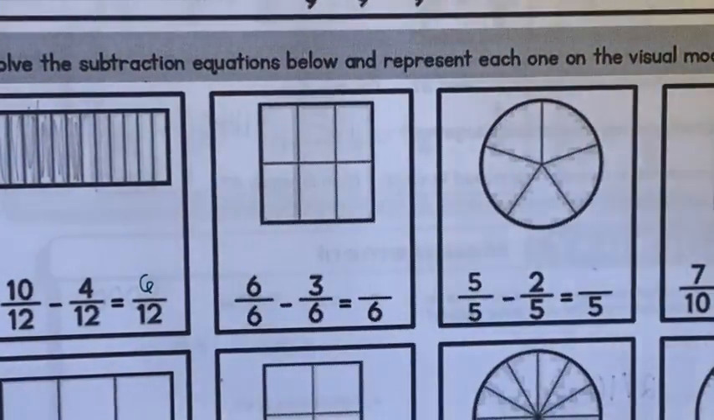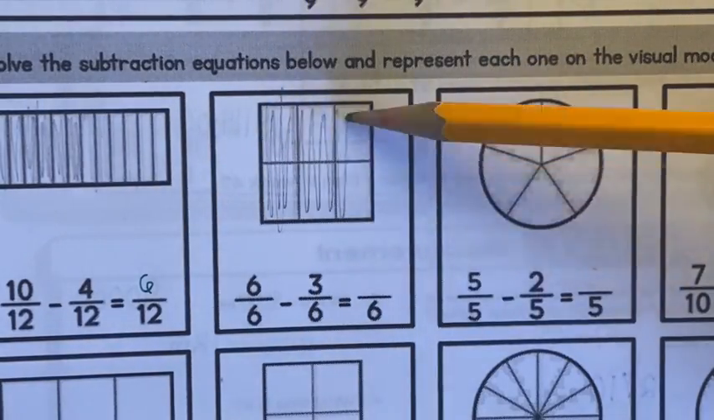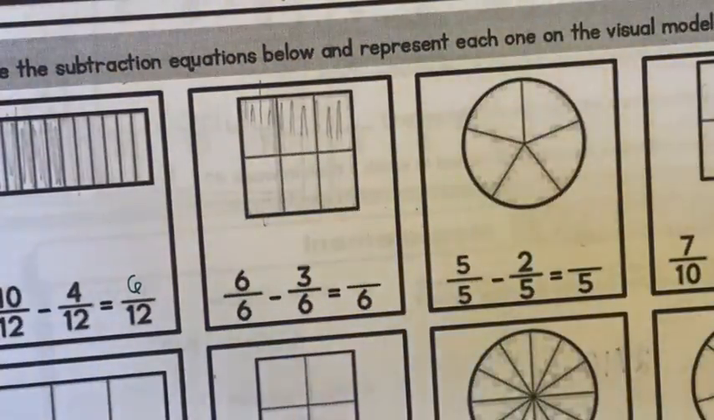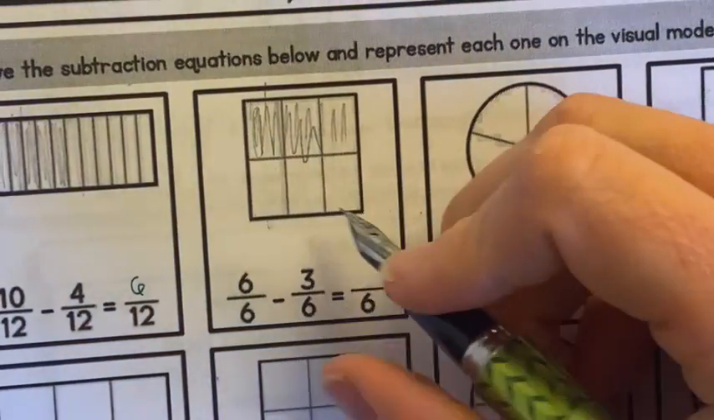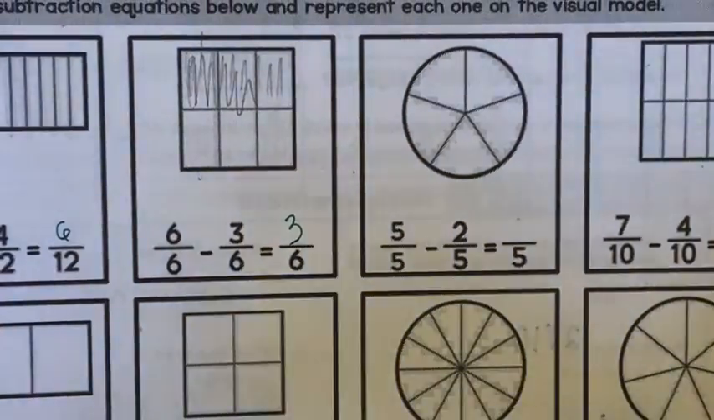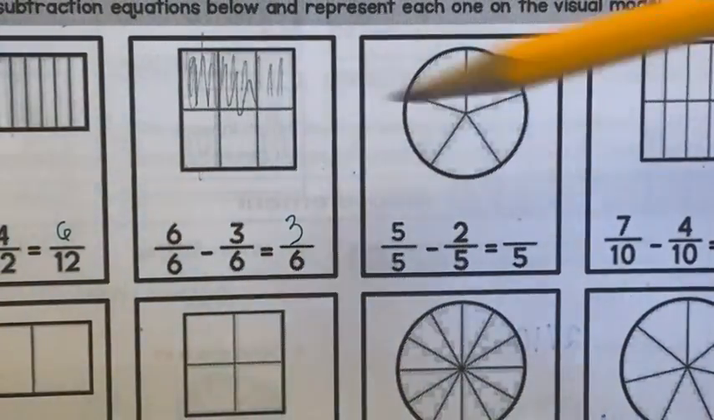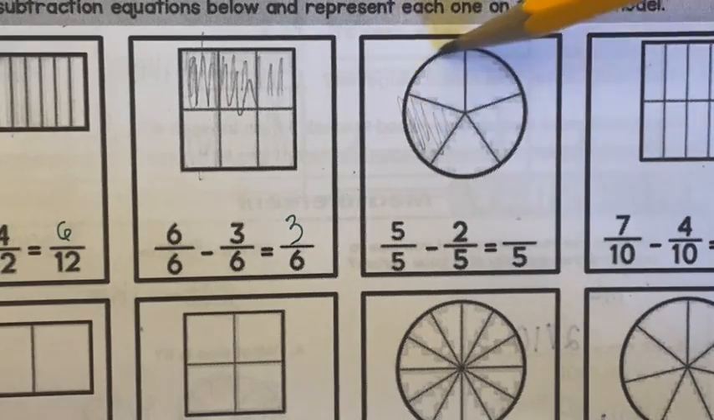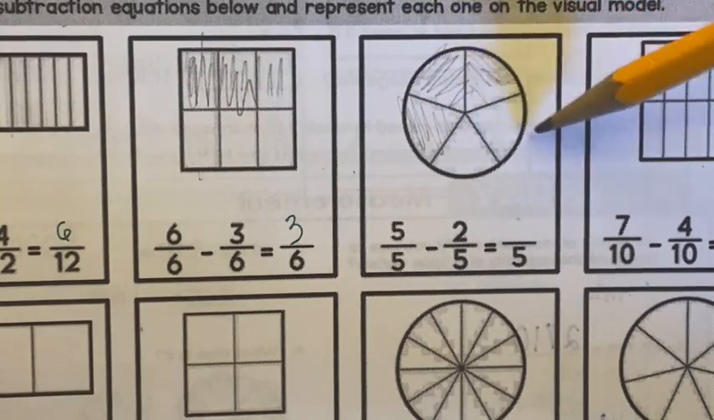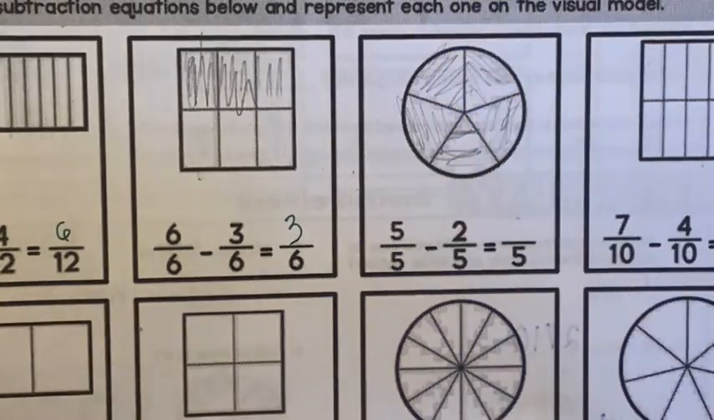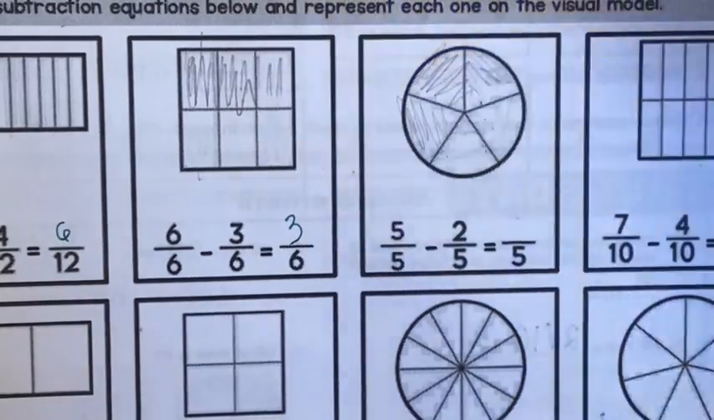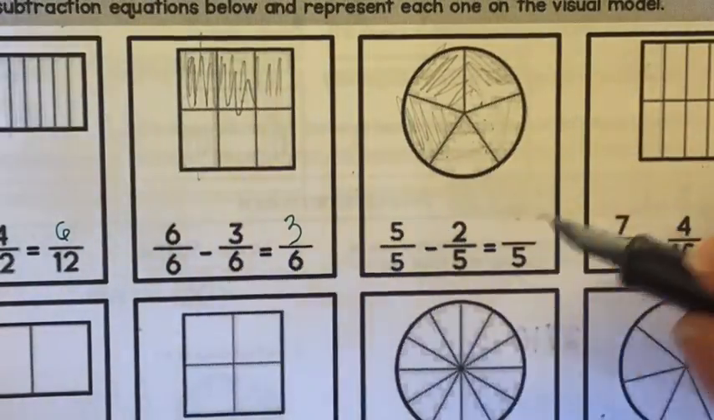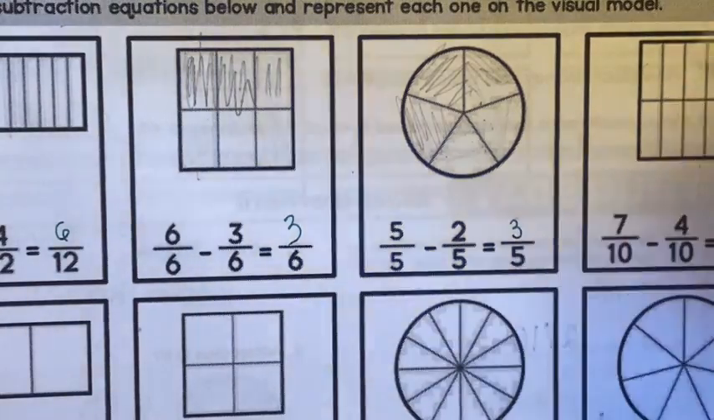So I have 6/6. This is my whole thing. And I'm going to subtract 3. Okay. These are still shaded. So now I have 3 left. Now my next one, I have 5/5ths, which is this whole thing. So the whole thing is shaded, and I'm going to subtract 2. 1, 2. Okay, so 5/5ths subtract 2/5ths is 3/5ths.